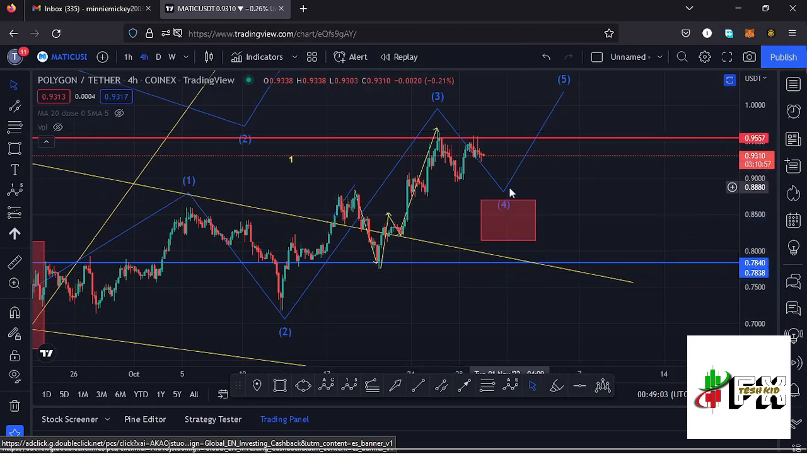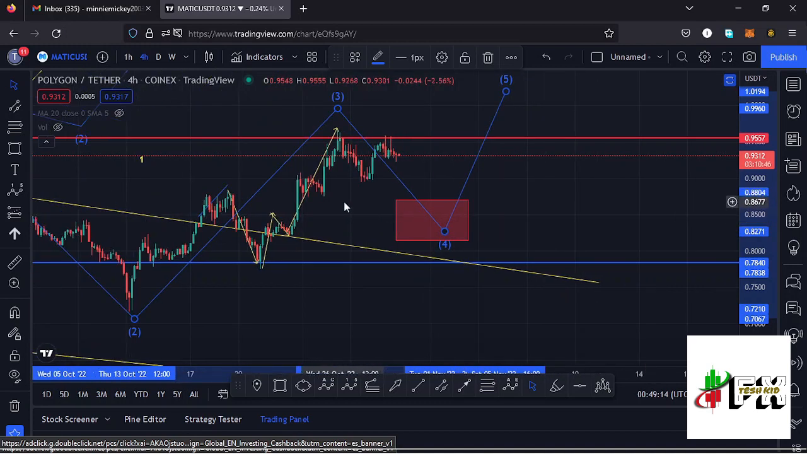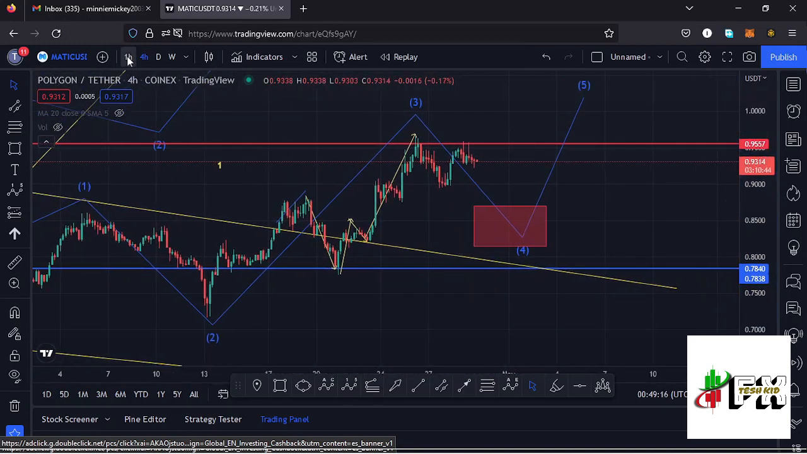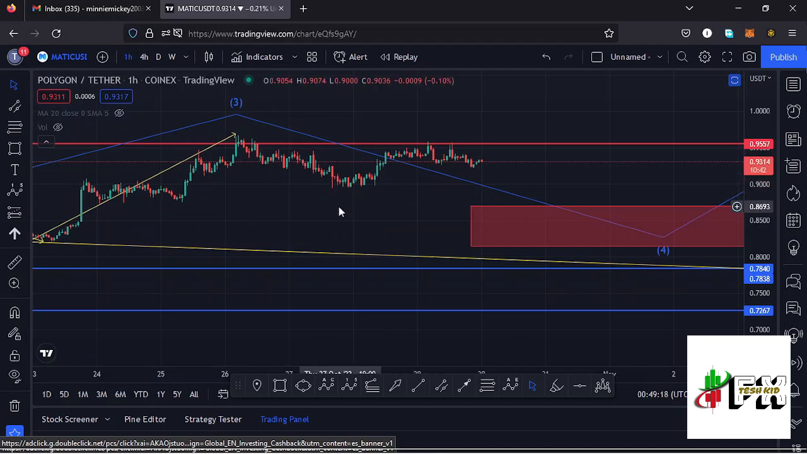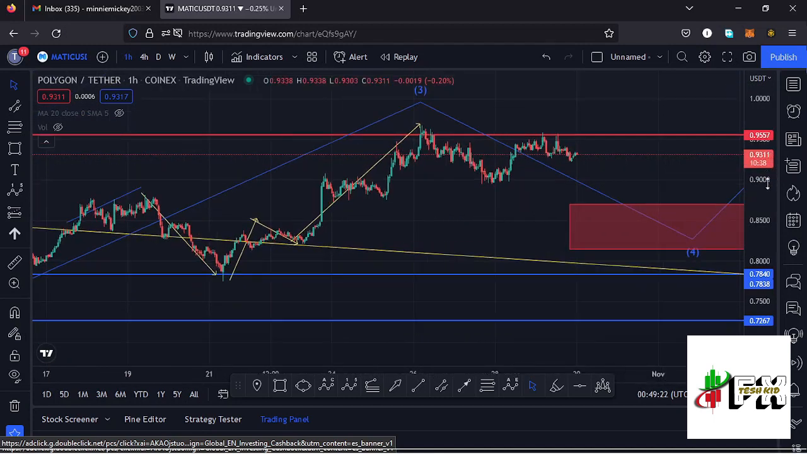So having drawn out that target area, that is the minimum that we expect that fourth wave to the lower side to do. And to support that movement to the lower side in the formation of a fourth wave, if I jump to the 1 hour chart, we have another chart pattern which is supporting that movement to the lower side into that target area.